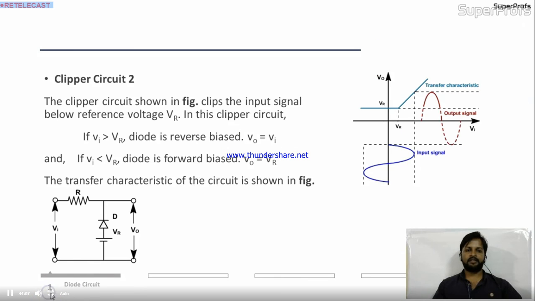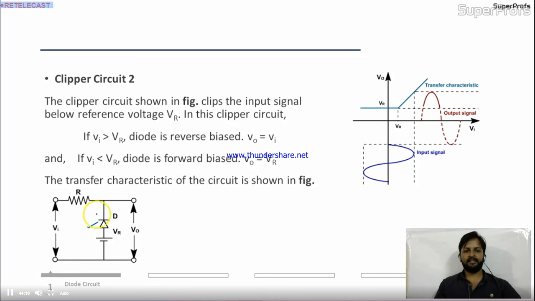But before that, come to the second circuit. In the second circuit, the situation is the same. I inverted the diode. It's clearly visible over here. Let's see what will be the condition. We'll have two conditions: once Vi greater than Vr, and second Vi less than Vr. Let's see what will happen when these two conditions occur. When Vi is greater than Vr, means this terminal is at higher potential than this terminal.